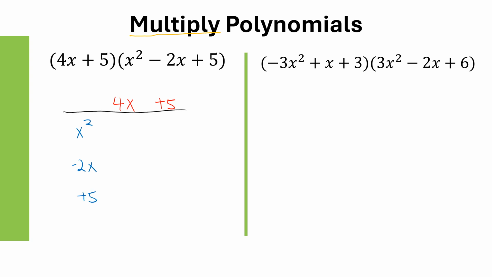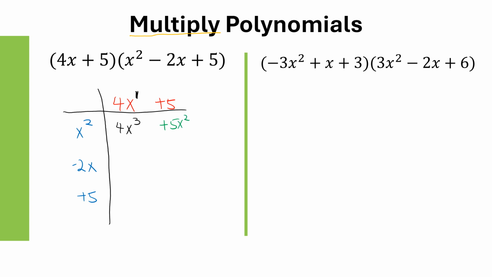And now what I'm going to do is take each term from each row and multiply that by 4x and the 5. So let's take x squared, multiply by 4x, and that's going to be 4x to the third power, because when you multiply, you add the exponents. So 2 plus 1 is 3. And then x squared times 5 is going to give you positive 5x squared.